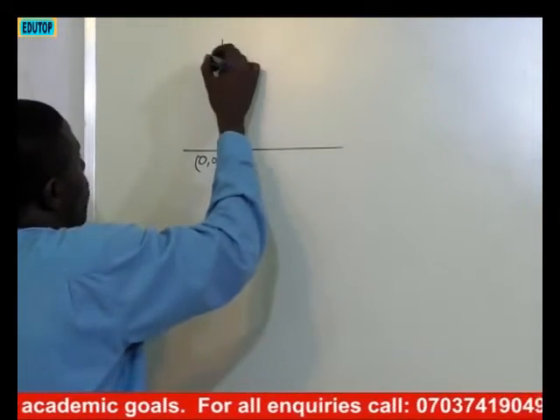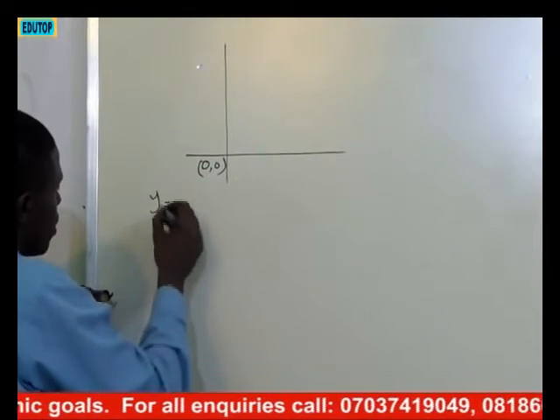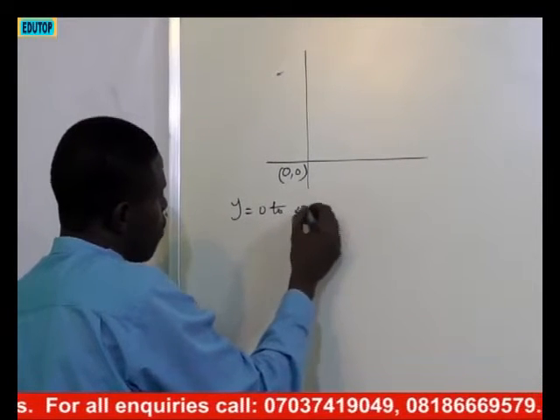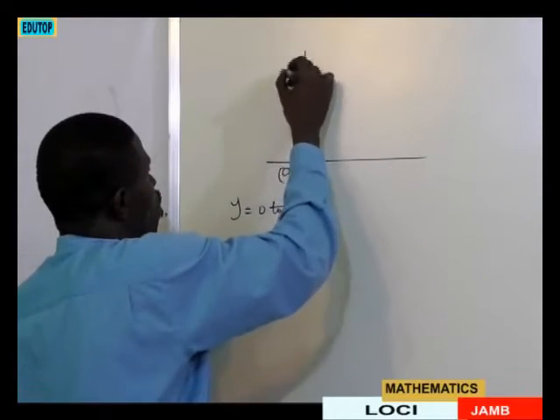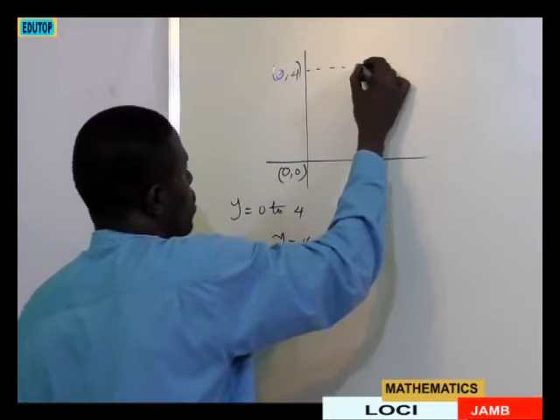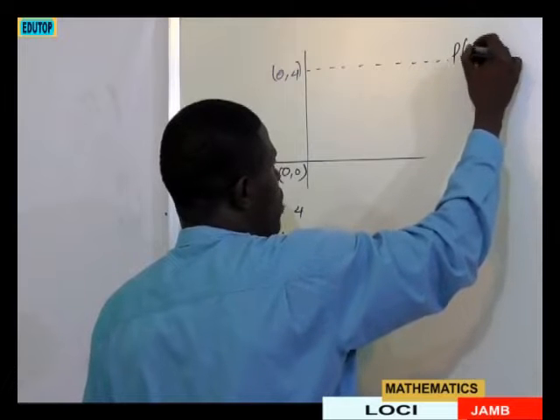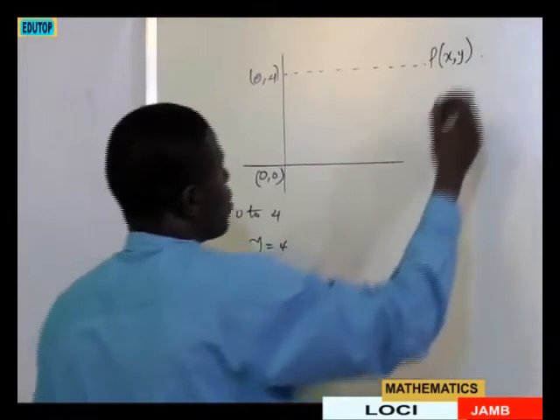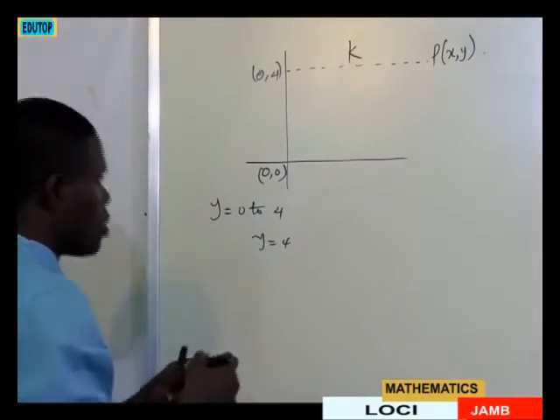So let's say we have another point somewhere here, because we are told that y moves from 0 to 4, because y equals 4. So here, that means we have the point 0, 4. Let's make it a broken line. Then to a point, let's call this point P, our coordinate is x, y. And the distance between these two is our K, which is a constant.